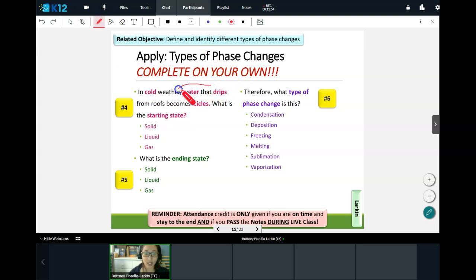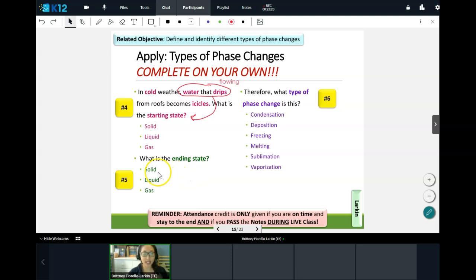All right, but let's go ahead and take a look here. Starting state is that water drips. So you want to be thinking about water dripping. That means water is flowing. So you should think, if it's flowing, I should know what state that is, a solid, liquid, or gas. Please work on number 4. You have 20 seconds to answer that one. If you need help, I'm in the Q&A chat.